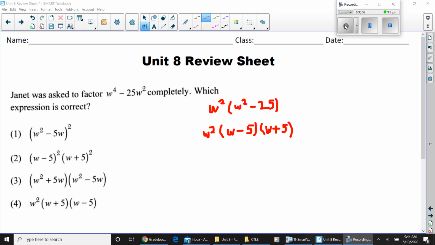Okay, so the first thing that you always do is look for that greatest common factor. This one does have a greatest common factor of w squared. So w squared comes out of the parentheses, and inside, w squared times w squared equals w to the fourth. w squared times a negative 25 is negative 25w squared. So that is right here the difference of squares. You do have to recognize that that is the difference of squares. So that means 25 is your perfect square, and you have w squared times w minus 5 and w plus 5, and this is basically what you get, and that means number 4 is your answer, and that is it. Hopefully you got that.